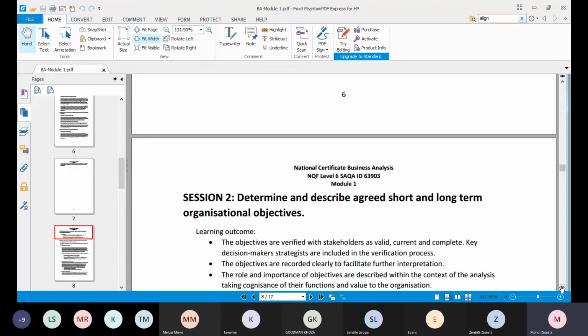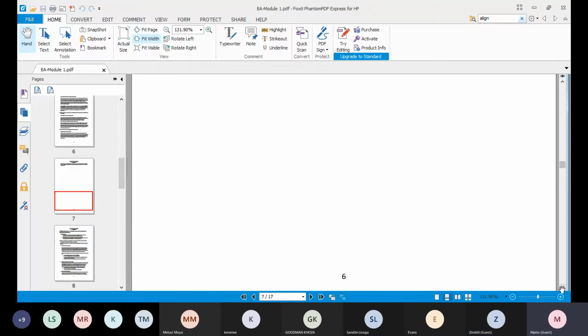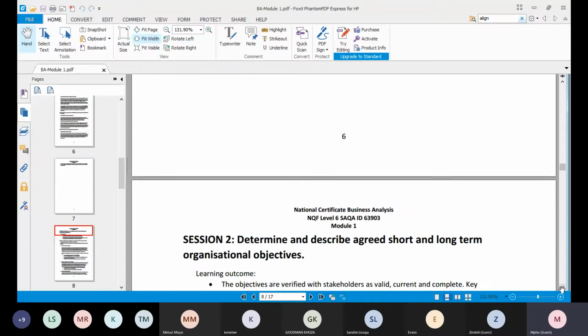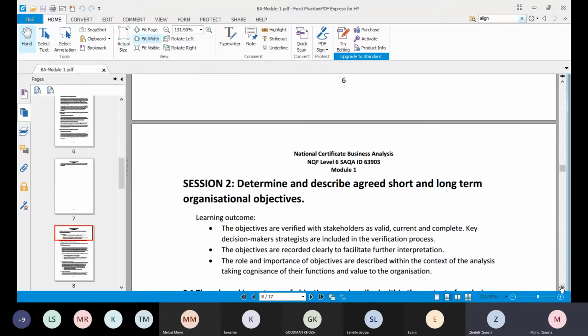Okay, that was it for the first session. Now we're going to move on to session 2. Do you have any questions for session 1? Okay, I'm going to continue with session 2, which is to determine and describe agreed short and long-term organizational objectives.